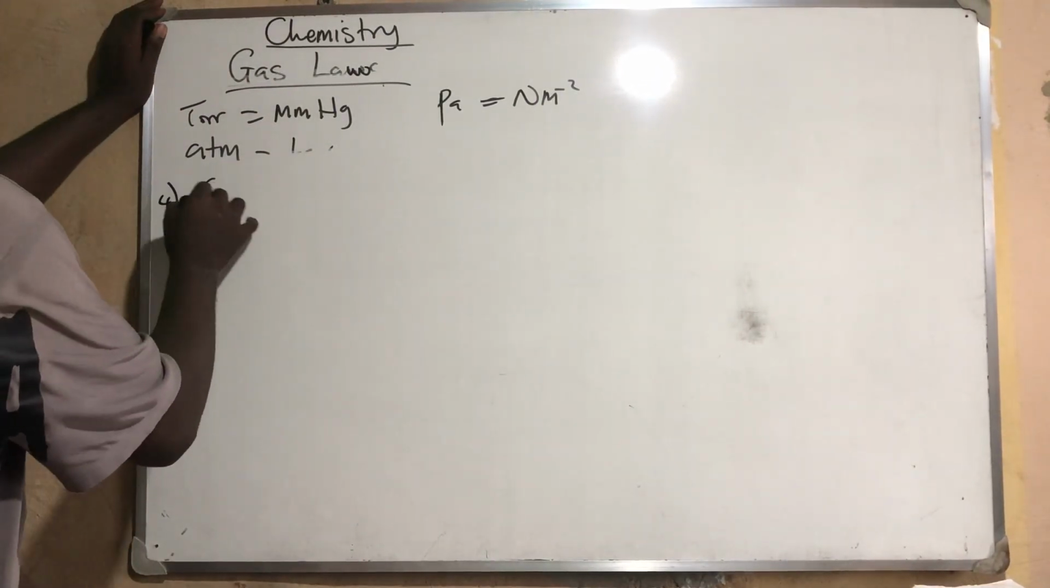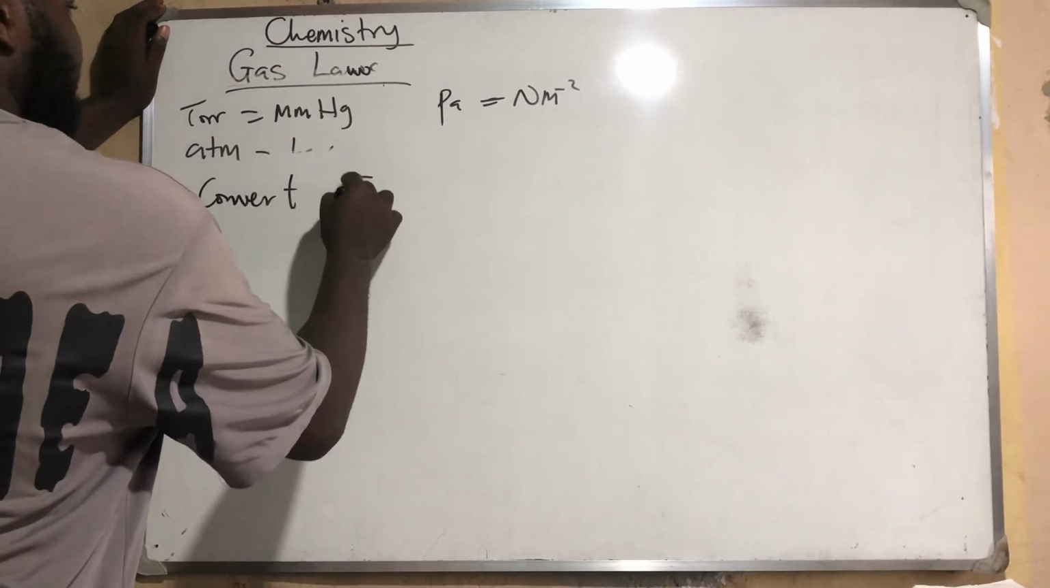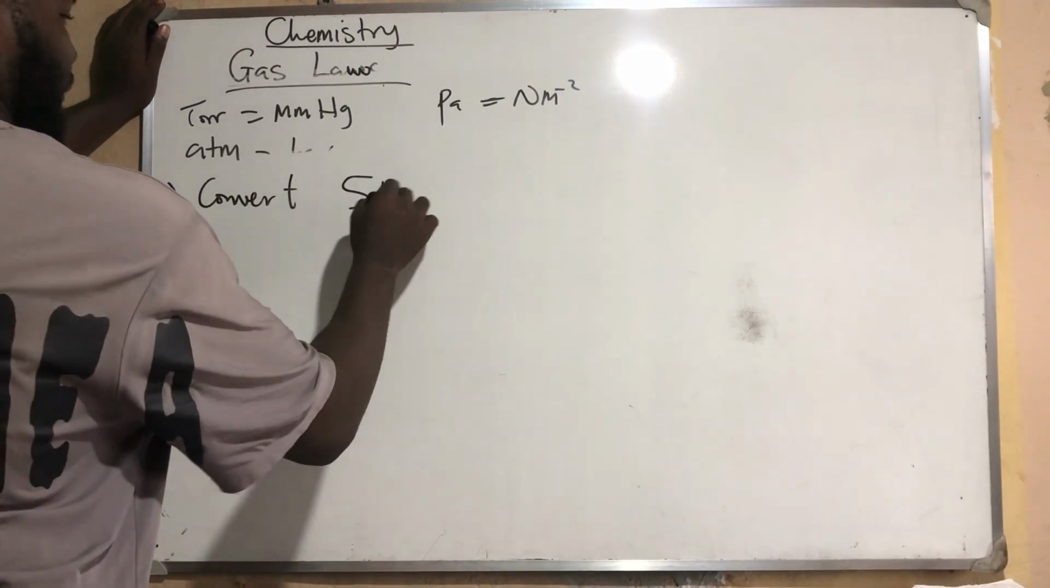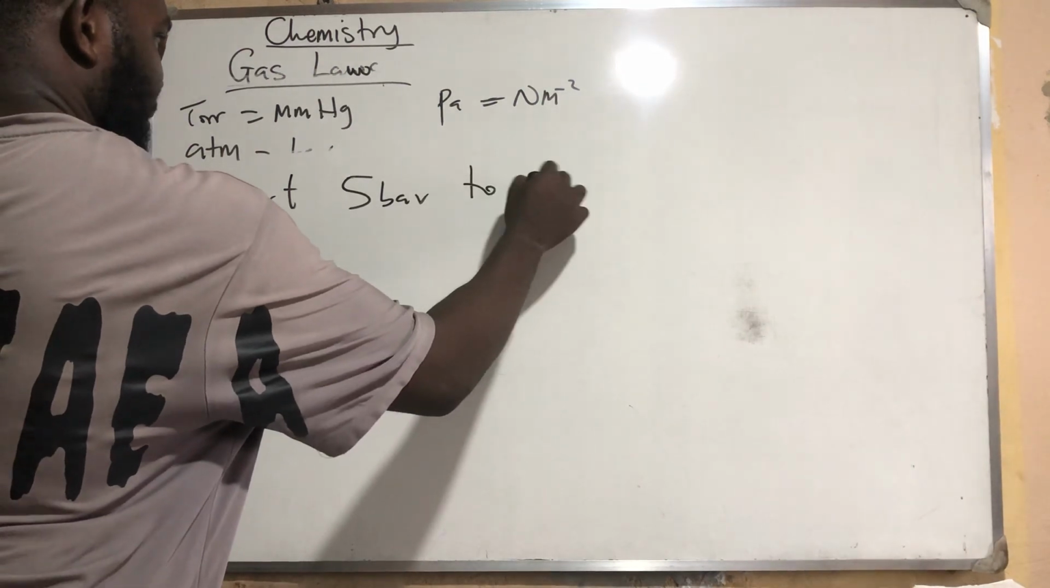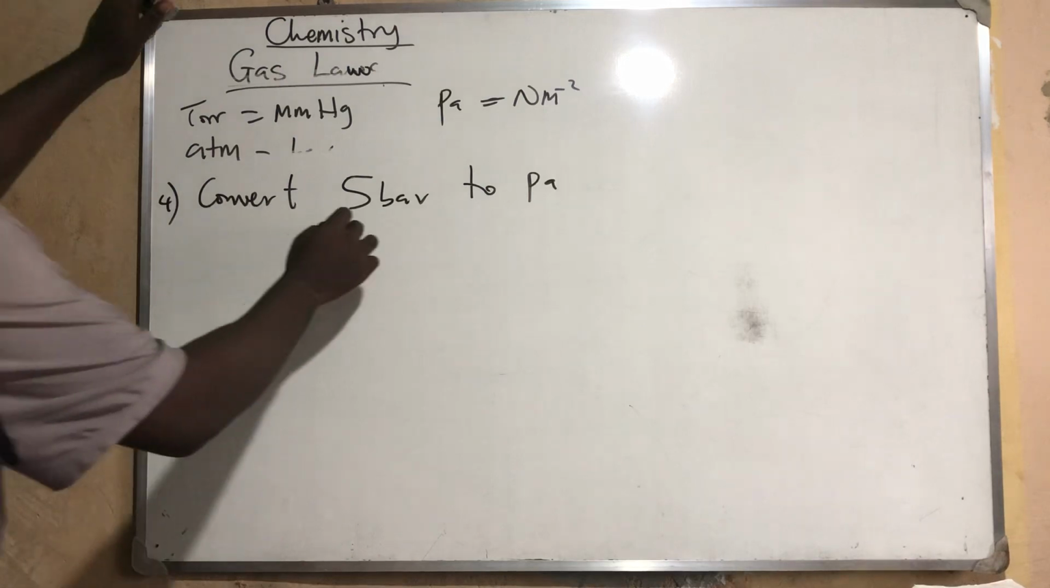Okay. The last one we're going to do for pressure: number 4, convert 5 ATM. And don't forget that ATM is the same as bar. So convert 5 bar to Pascal. And Pascal is the same as what? Newton per meter square. So, solution.